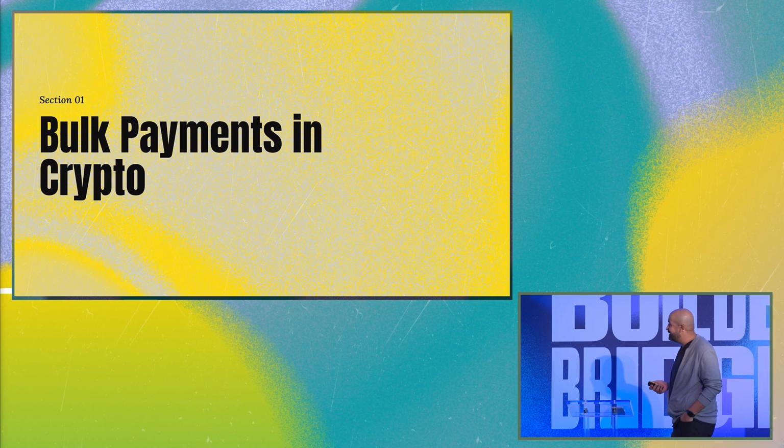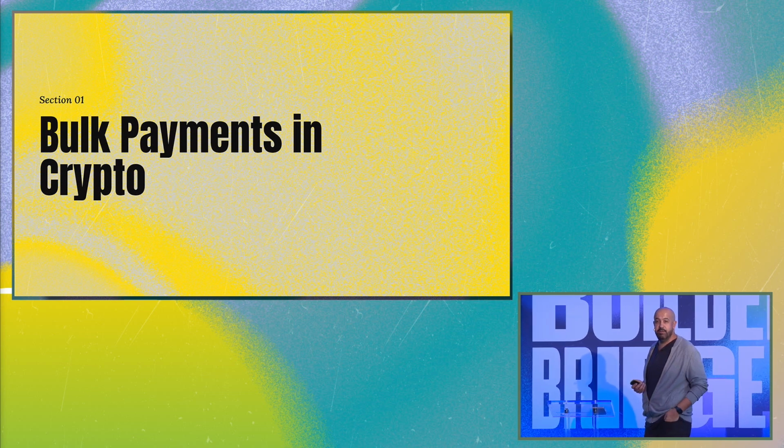So, bulk payments. What are bulk payments? Bulk payments are a one-to-many payment, so you have one organization that's going to be delivering payments to end recipients, and that's quite different from a peer-to-peer type of payment in a lot of ways, and we got to discover that a bit the hard way.